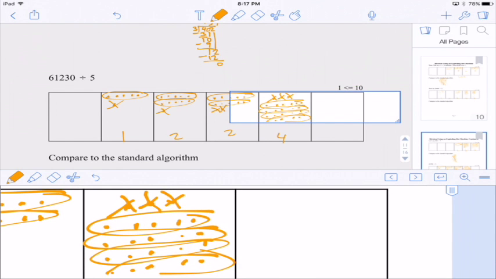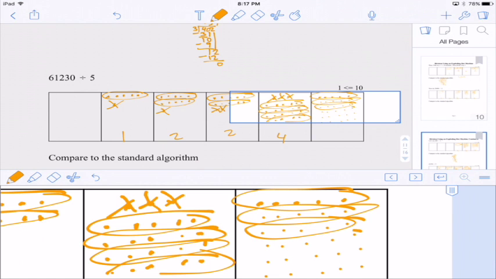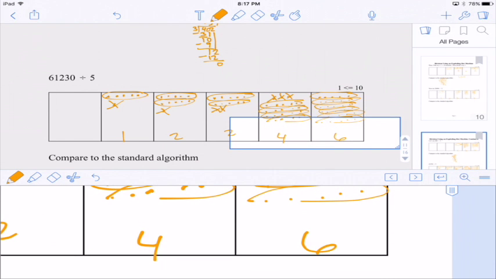How many dots are over here? Well, there's 30. 1, 2, 3, 4, 5, 6, 7, 8, 9, 10, 11, 12, up to 30. One group of 5, two groups of 5, 3, 4, 5, 6 groups of 5, and there's our number.